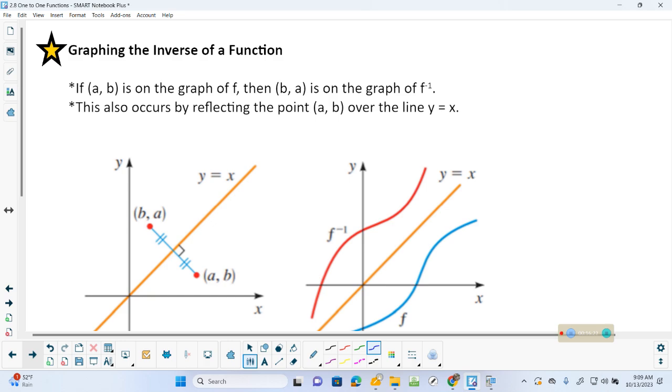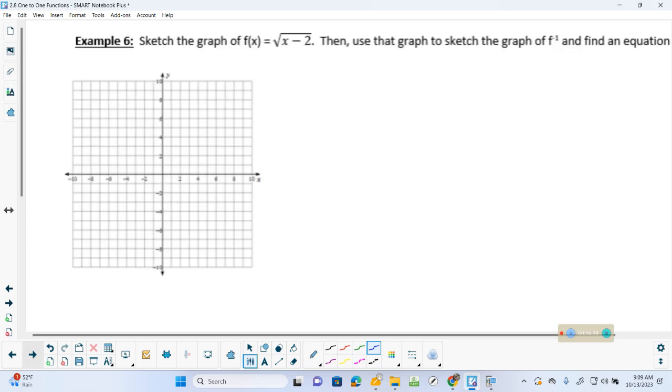Notice if you fold the two different graphs, the f and the blue and the red, if you flip them over my yellow line here, they match up. So they're symmetric over the line y equals x. So I can look at the graph and tell you whether or not it's an inverse just from the picture. So that's what we're going to do next. Sketch the graph. Okay, now I'm going to do it by hand. You can do it in your calculator.